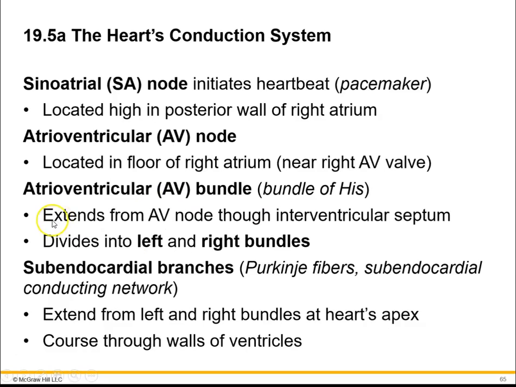This extends from the AV node through that interventricular septum. Remember that septum between the right and the left ventricles. And it's going to divide into left and right bundles. You might sometimes hear these referred to as the left bundle branch and the right bundle branch. Then the signal propagates through the subendocardial branches. These are often known as the Purkinje fibers. And these guys extend from the left and right bundle branches at the heart's apex, and then they move superiorly through the walls of the ventricles.